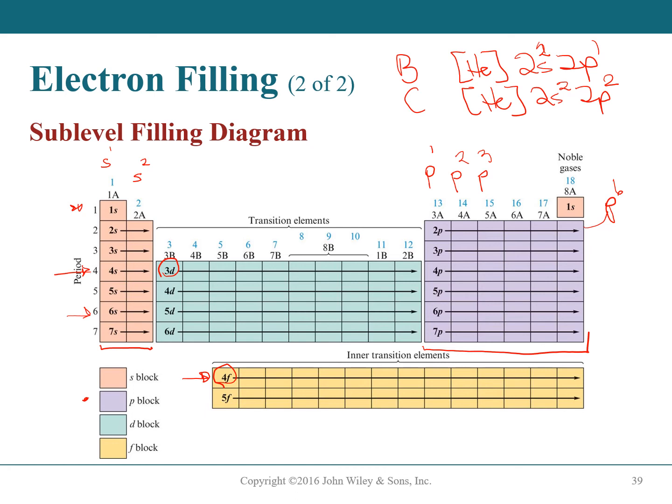So you want to keep this handy, because now, if you look at your periodic table and you overlay this on your periodic table, you can read off the periodic table most of your electronic configurations.